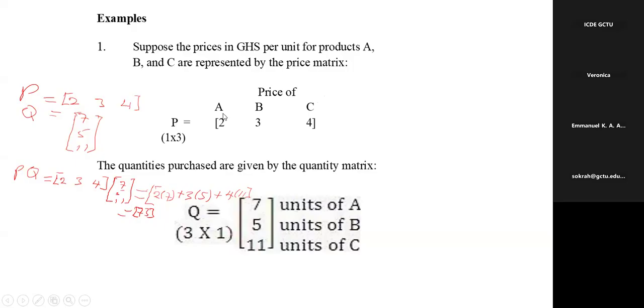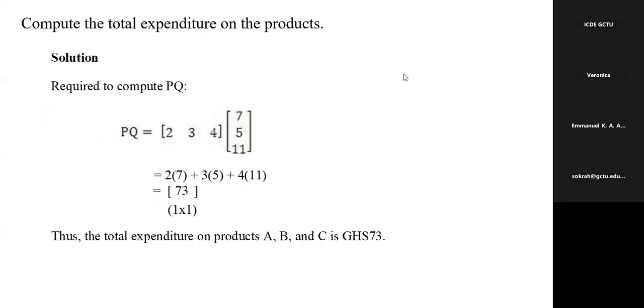Now each column is labeled A, B, and C. Now, the quantities purchased are given by the quantity matrix Q, where you have 7 units of product A purchased, 5 units of product B purchased, and then 11 units of product C purchased. Now the question is, you are to compute what?